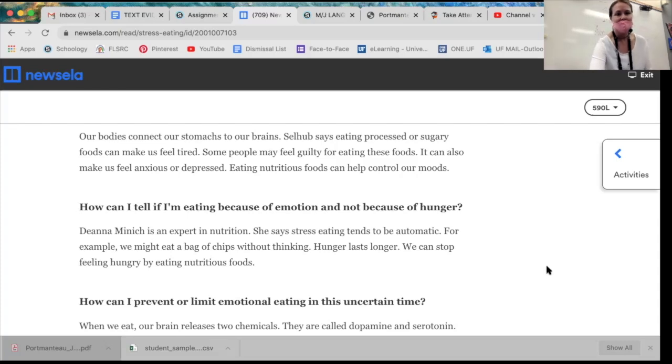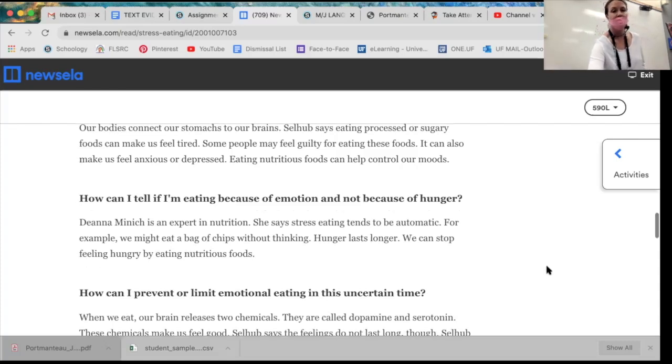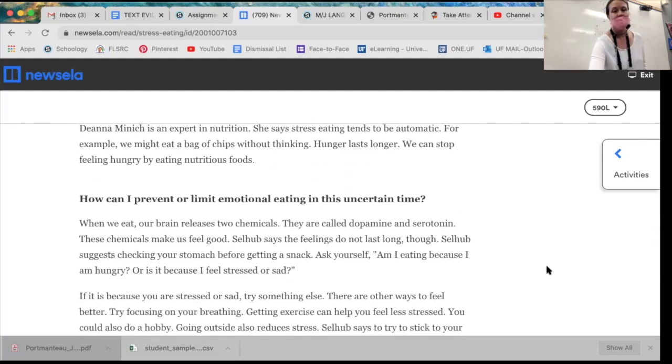Some people may feel guilty for eating these foods. It can also make us feel anxious or depressed. Eating nutritious food can help control our mood. Deanna Minnick is an expert in nutrition.